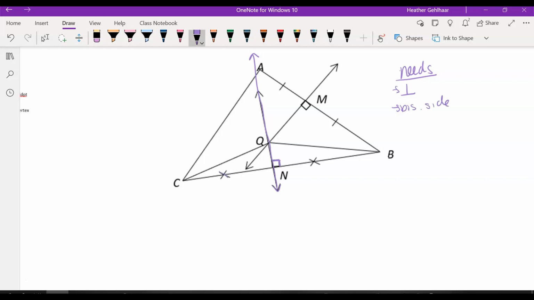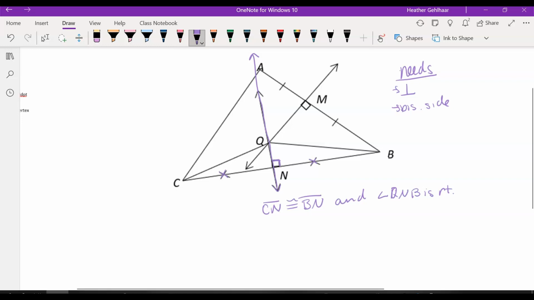Okay, so you'll see here that we have CN congruent to BN, and angle QNB is right. So that's what you get. For a perpendicular bisector, that is what you get with the lines.